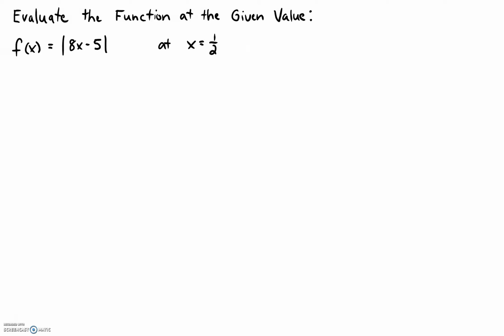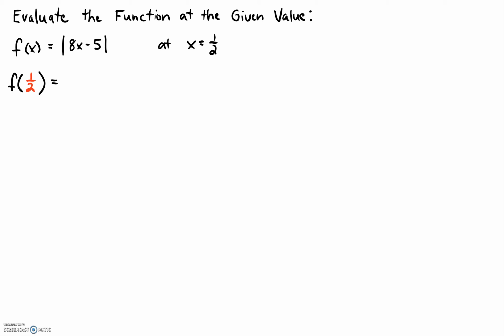In this video, we're going to look at evaluating a function at a given value. And the function we're going to look at is an absolute value type function. We have f of x equals the absolute value of 8x minus 5, and we want to evaluate that at x equals 1/2. So remember, this is equivalent to asking for the f of 1/2. So all we're doing is putting a 1/2 in the place of x.